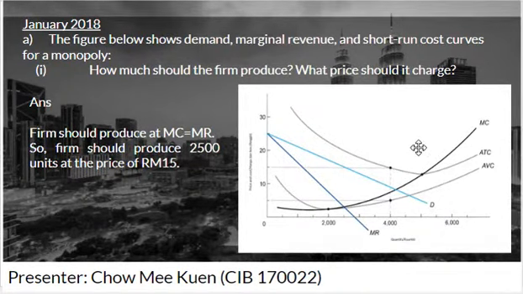So by looking at this graph, for a monopoly we have to see where MC intersects with MR. It's this point, and then we move upwards. The price would be 15 ringgit and the quantity would be 2,500 units. So the firm should produce where MC equals MR, which is 2,500 units at the price of 15 ringgit. So move on.